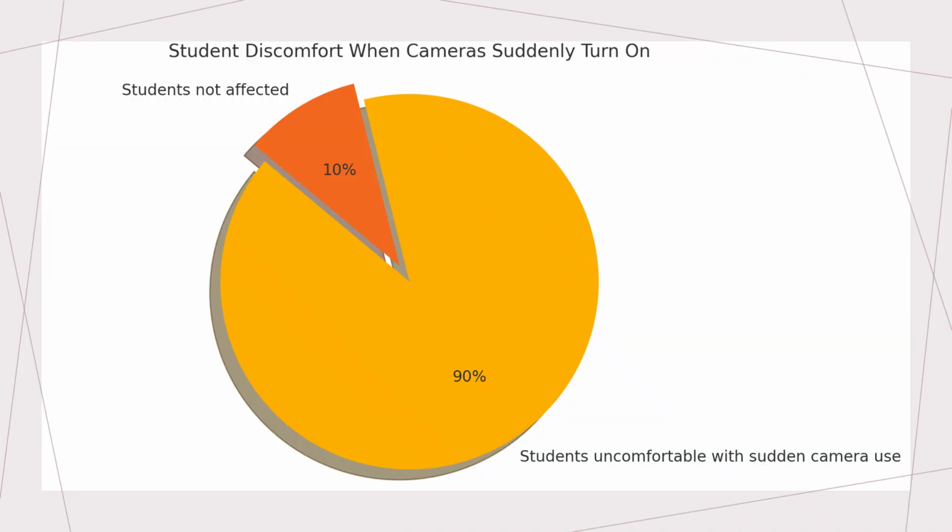So as you can see here, we did research with a couple of students at uni, and we were trying to see the students' discomfort when the camera suddenly turns on. And we were seeing the students that are affected and students that are not affected. So we have 90% of students who are uncomfortable with the sudden camera use and 10% of students that are not affected.